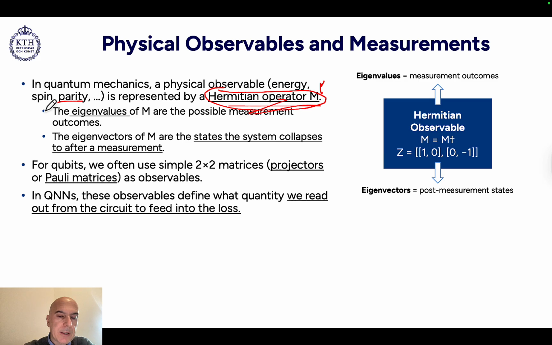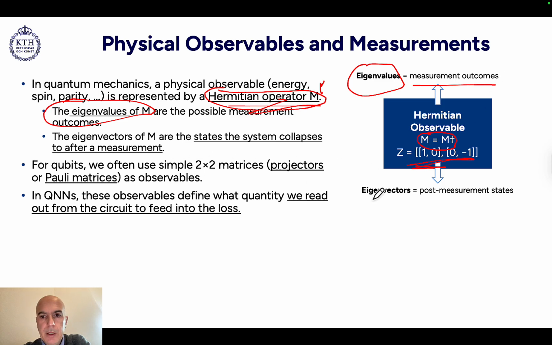The first one are the eigenvalues of M, which are the possible measurement outcomes of the measurement of the observable M. So we take our observable M, which is represented by a matrix M, which is Hermitian. So M equal to the adjoint of M, which also supports a matrix representation. One outcome will be the eigenvalues of this matrix, which are the possible measurement outcomes of this observable.